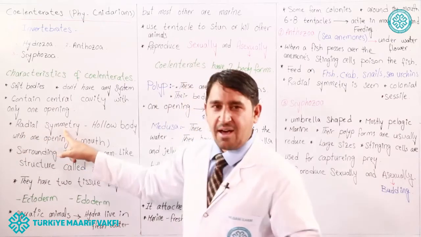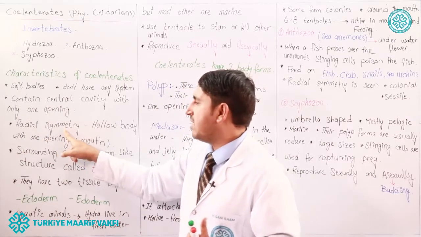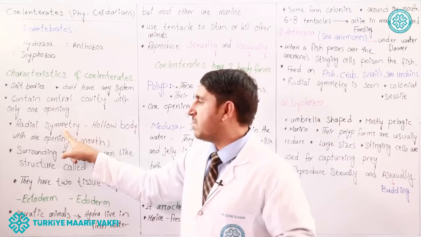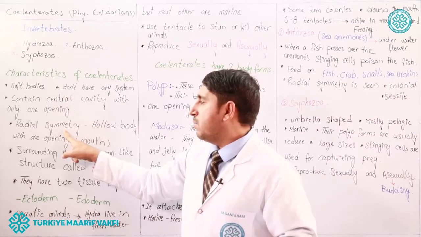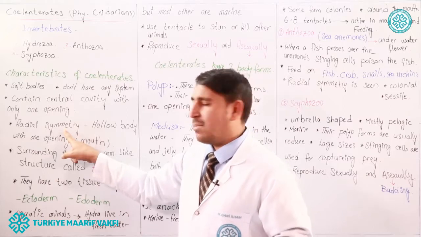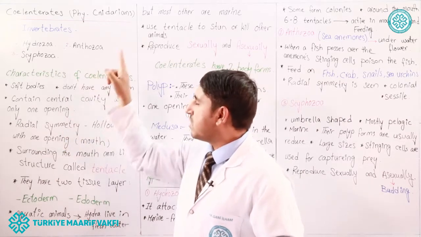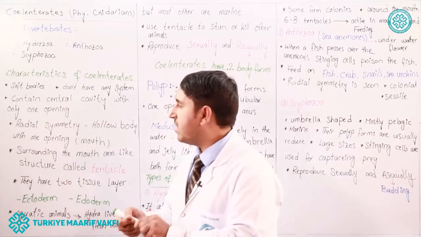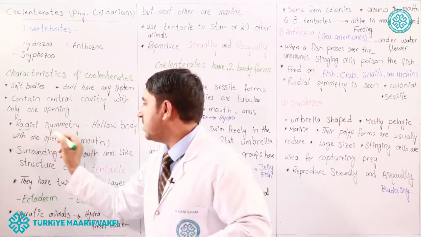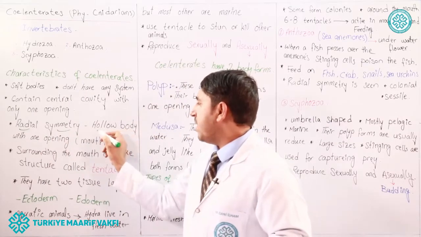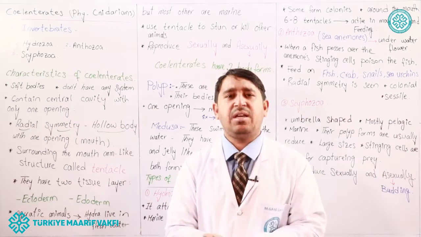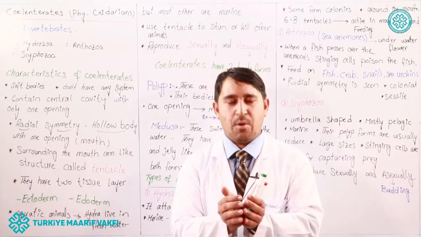Radial symmetry they have. In previous lessons we have studied symmetry. Three types of symmetry we had in living organisms: bilateral symmetry, radial symmetry and asymmetry. So the coelenterates have which type of symmetry? Radial symmetry. Their body is hollow. It means that they have an empty structure in their body.